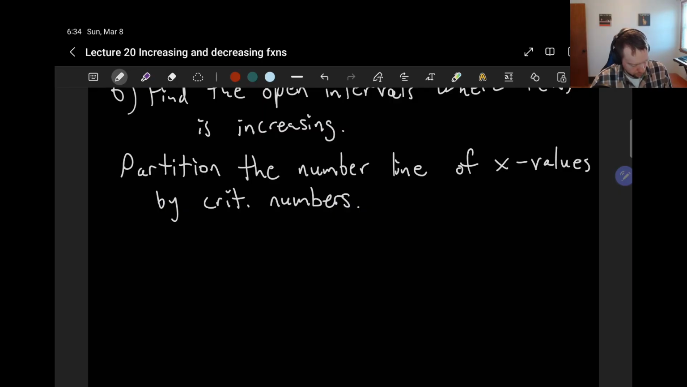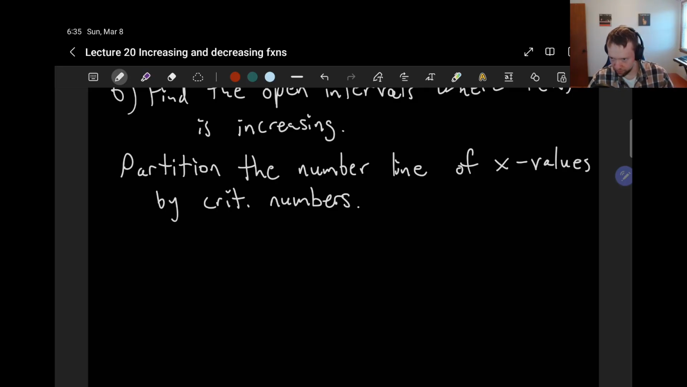So we'll do that in a second. But now that we have our partition, we're going to plug in little test values to determine how the derivative behaves on this whole interval. Once you section them off this way, then every interval will behave in the same way. The derivative will either be all positive on it or all negative on it. So these critical numbers allow you to divide things up in that way.